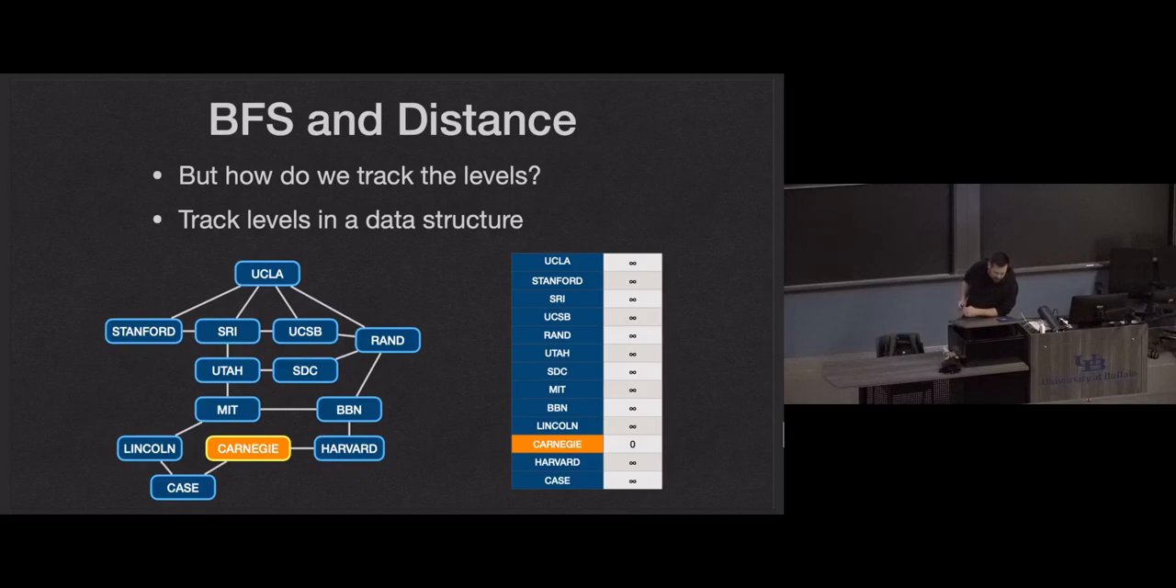How would you find the distance from Case to BBN using levels? So if you want to find the distance between any two arbitrary nodes, Case and BBN in this case, you would choose one of them as your starting node. I'll choose Case.